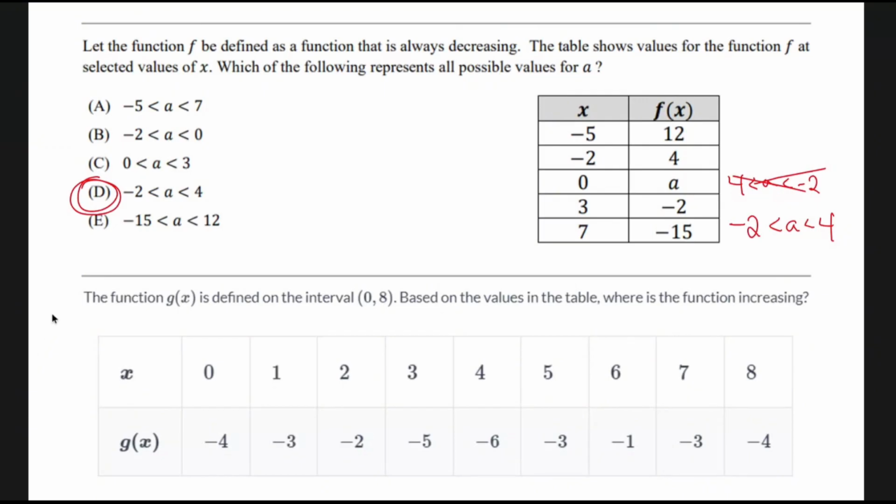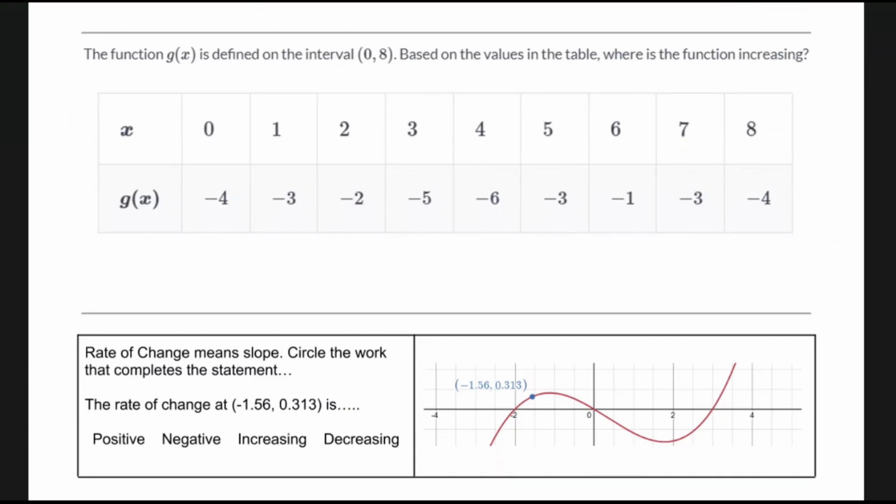Okay? A couple more. 2 more. The function g of x is defined on the interval 0, 8. Based on the values in the table, where is the function increasing? All right, so my x values are going up by 1 every single time, so I need to find out where g of x is also going up. So you start out right away going up, so we're adding 1, adding 1, adding 1, all of a sudden we stop and we go down. So here we are increasing. Here is an increase.